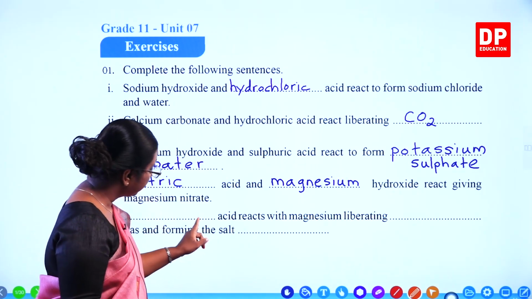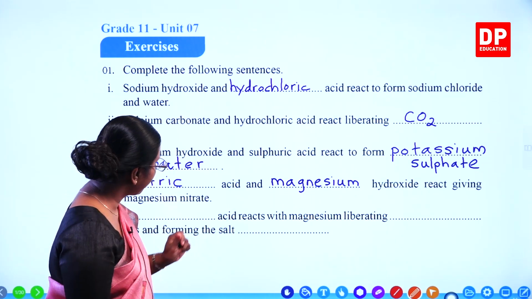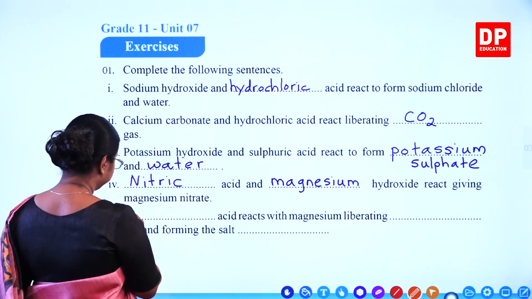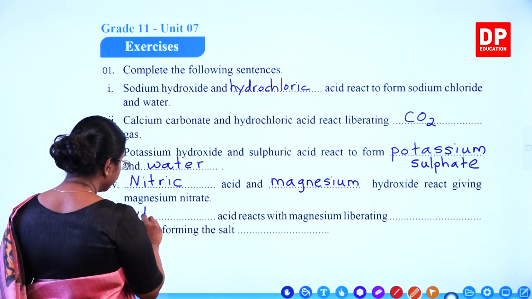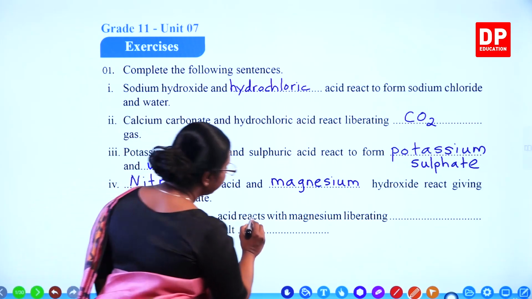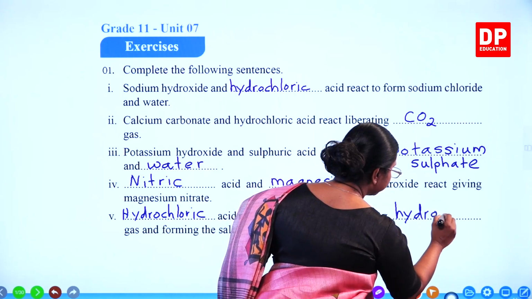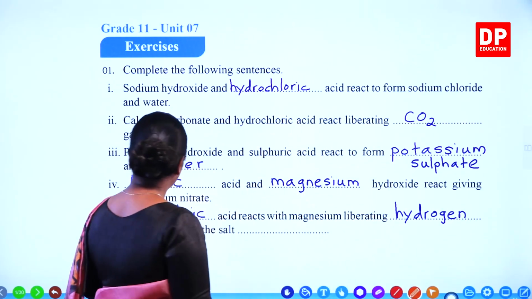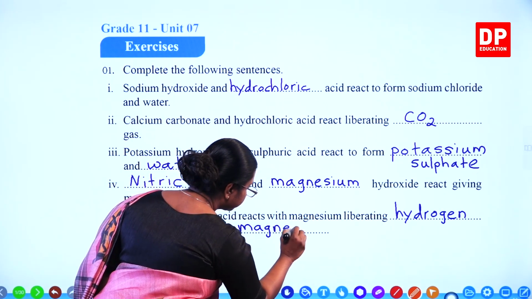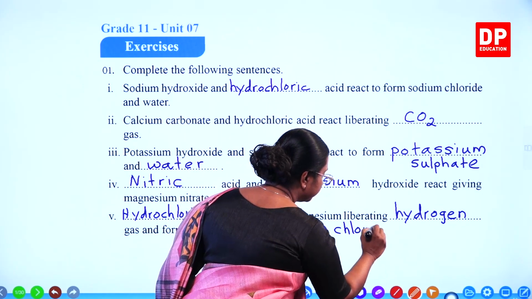Then we have acid reacts with magnesium liberating gas and forming the salt. So it will be hydrochloric acid. Hydrochloric acid reacts with magnesium liberating hydrogen gas and forming the salt magnesium chloride.